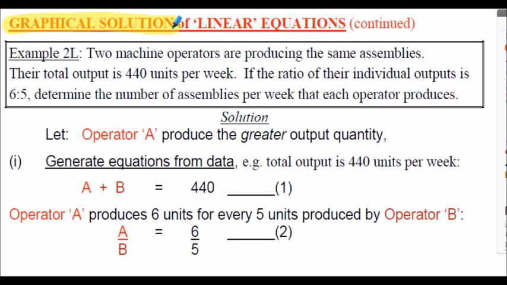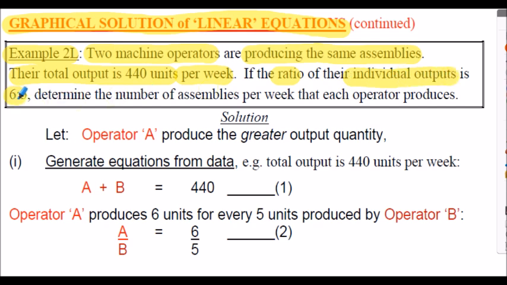Graphical solutions of linear simultaneous equations continued. In example 2L, we've got a contextualized problem. And these are more difficult because now you have to extract the information from the question and form the simultaneous equations before you can solve them graphically. So in this example, we have two machine operators producing the same assemblies. Their total output is 440 units in 1 week. If the ratio of their individual outputs is 6:5, we've got to determine the number of assemblies per week that each operator produces.